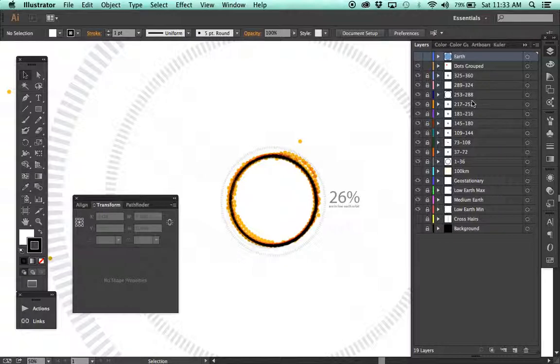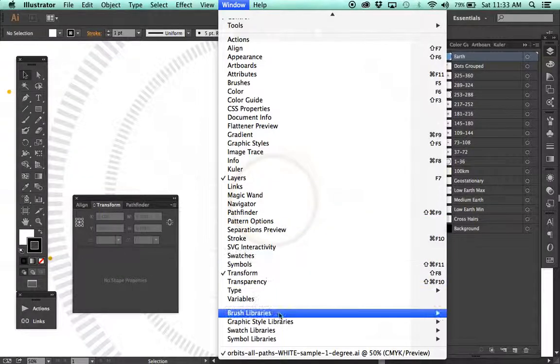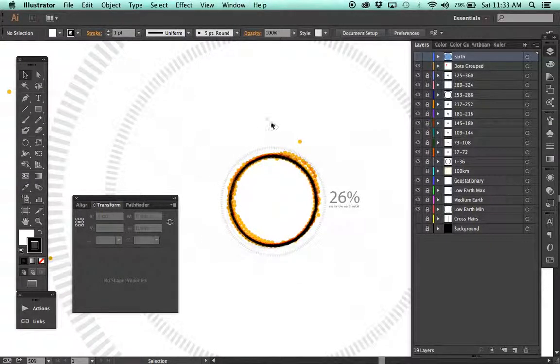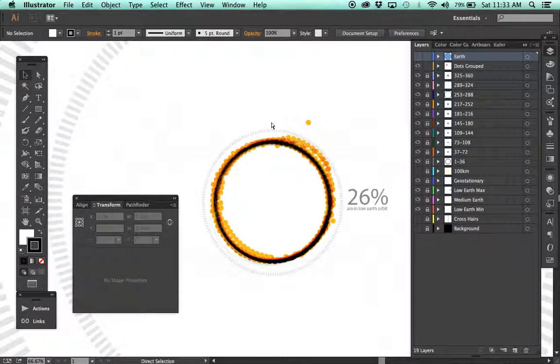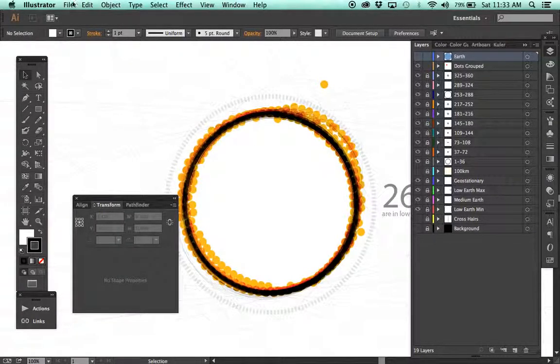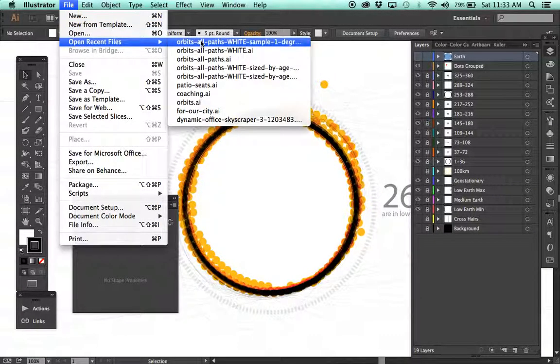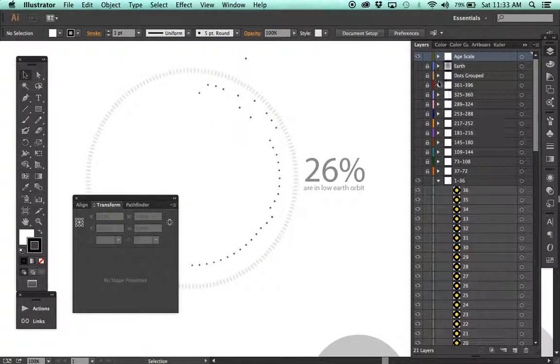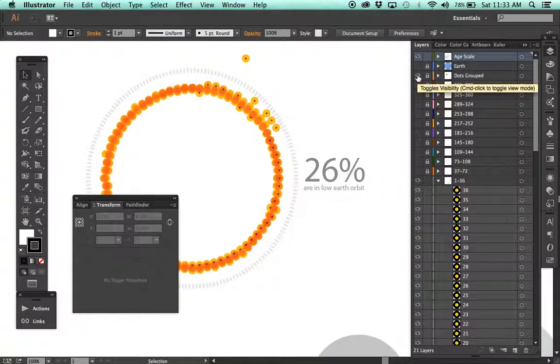So what I did here, just for design purposes, I diverted from the data a little bit, just to get a design taste. And what you can see here is I've renamed this "sample 1 degree." So this is just a design test. If we actually open up that previous one that I had open, with the orange ones here with the dots grouped.